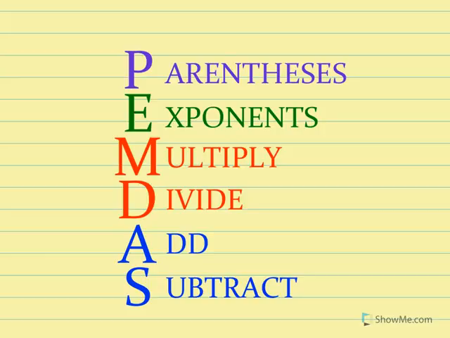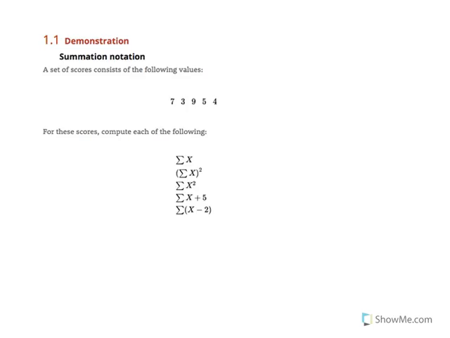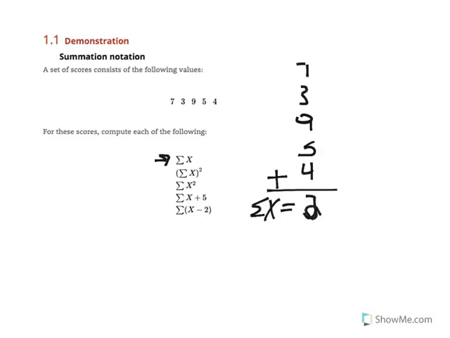Now that we have reviewed the order of operations, let's go back to our example. Our first task is to take the sum of x. So that simply requires that we take all our x values and sum them. So we have 7, 3, 9, 5, and 4. So we're calculating the sum of x. So we have 7 plus 3, 10, plus 9, 19, plus 5, 24, plus 4 more, and we get the sum of x equal to 28.